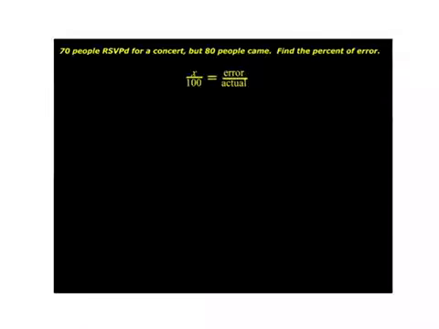Let's do one more example together. 70 people RSVP'd for a concert, but 80 people came. We're going to find the percent of error. That's why our x is in the percent spot. We're going to use the proportion x over 100 equals error over actual. So the first part of the proportion, easy, right? X over 100. Let's figure out what the error is. What's the change? What's the difference? Well, 80 came. We predicted 70 would. So our change, our error, is 10.